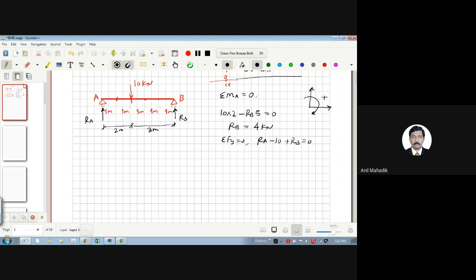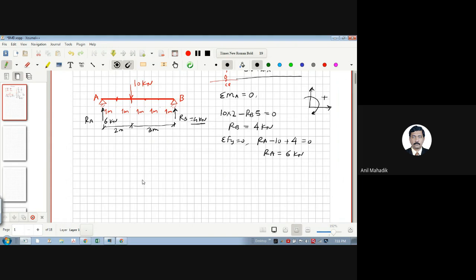What is the value of RB? We have the RB value as 4. So RA will be 6 kilonewton. So this is your 6 kilonewton and this is your 4 kilonewton. Okay.